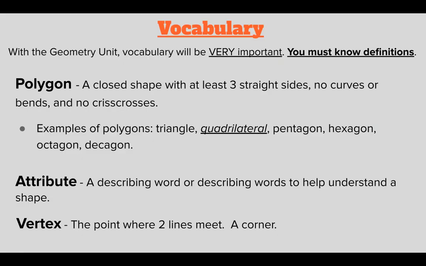We're going to start off with some vocabulary. With our geometry unit, vocabulary will be very important. You must know these definitions.